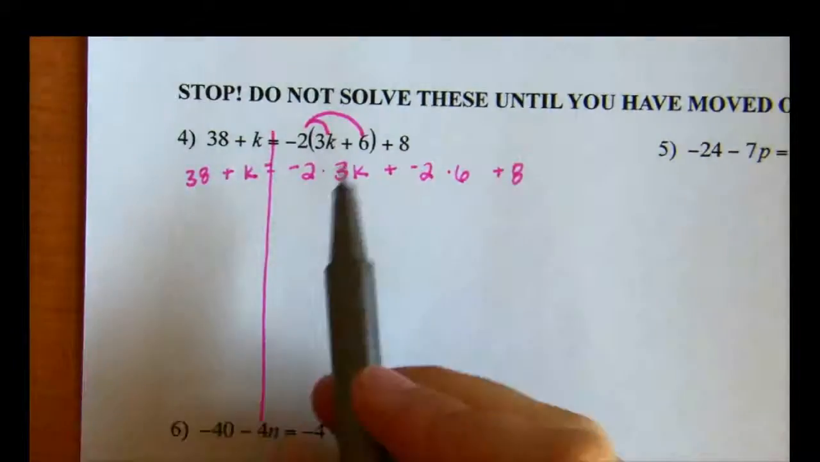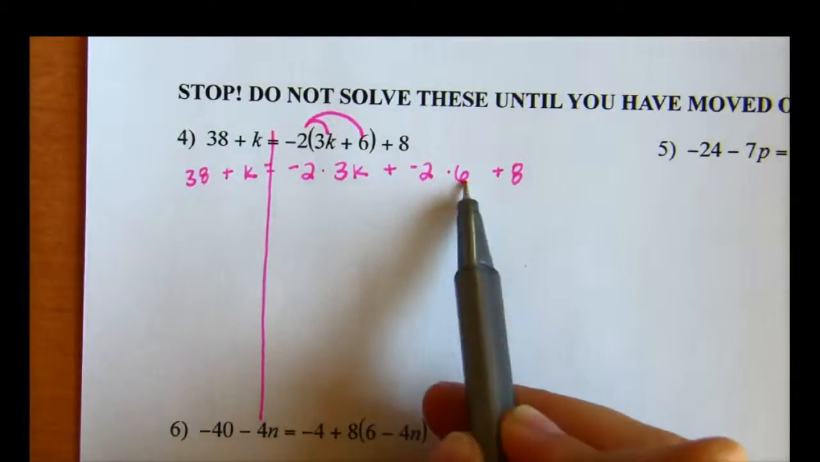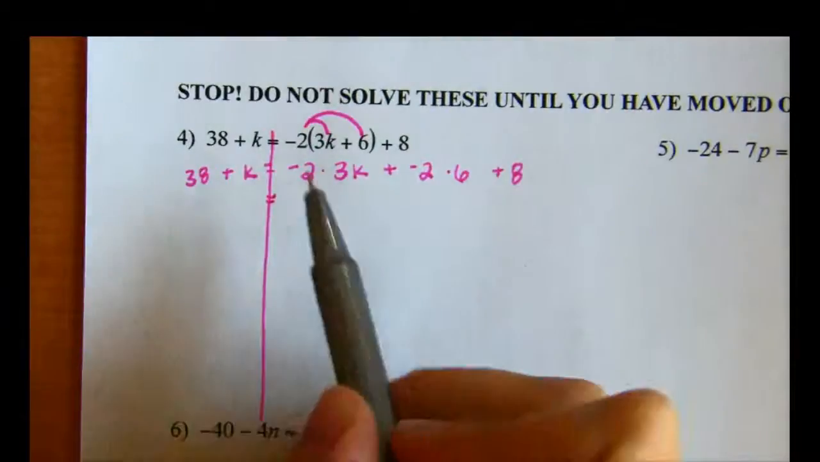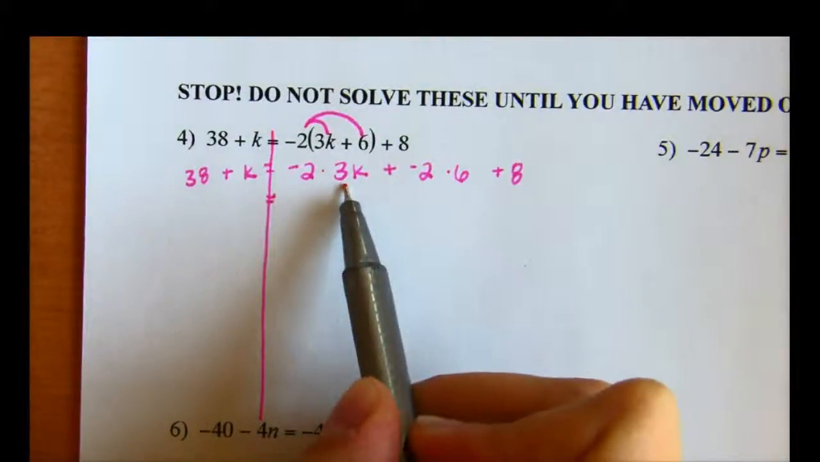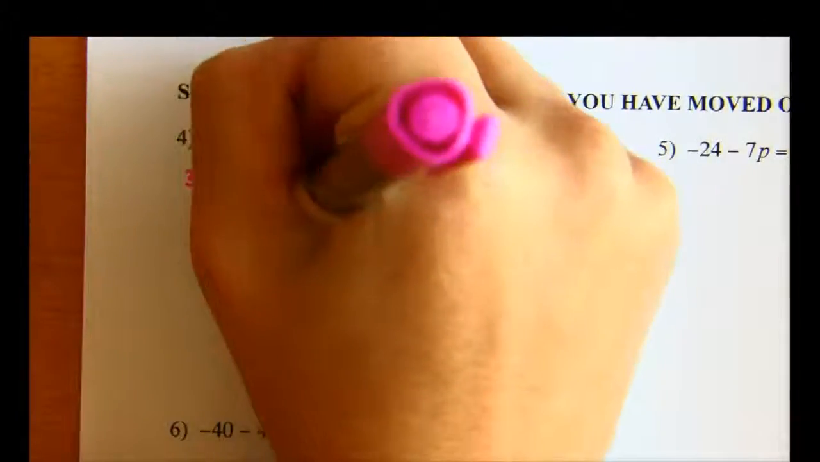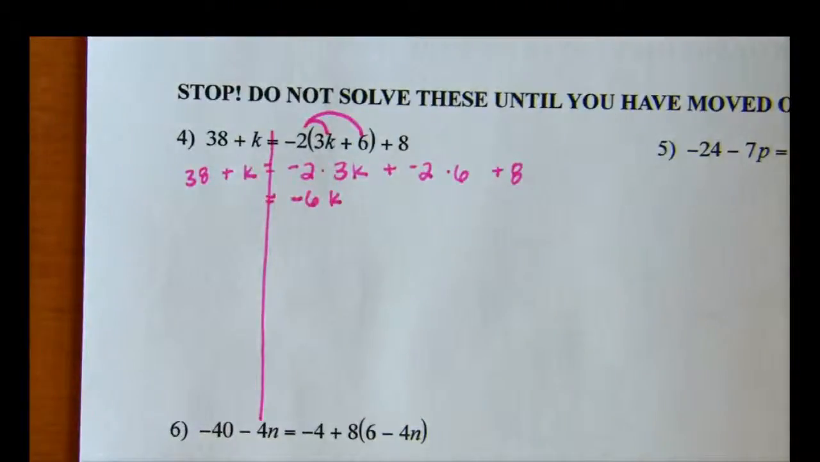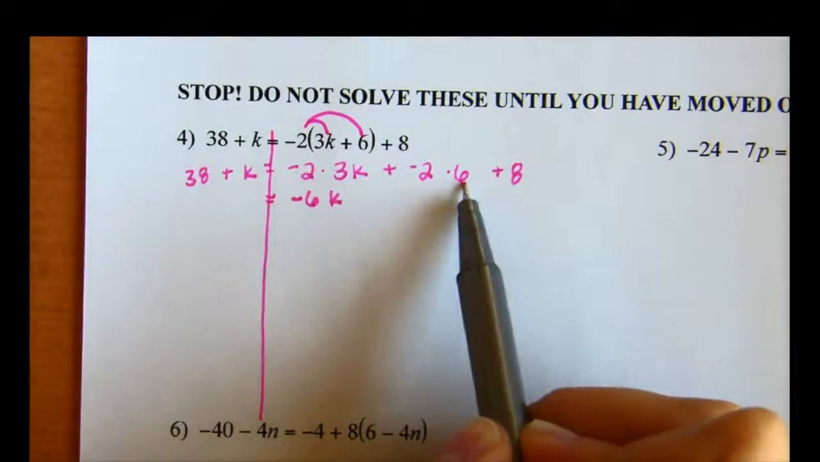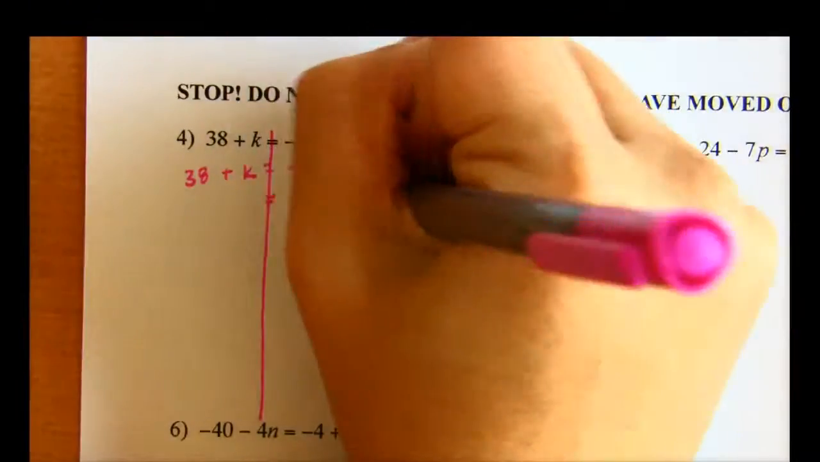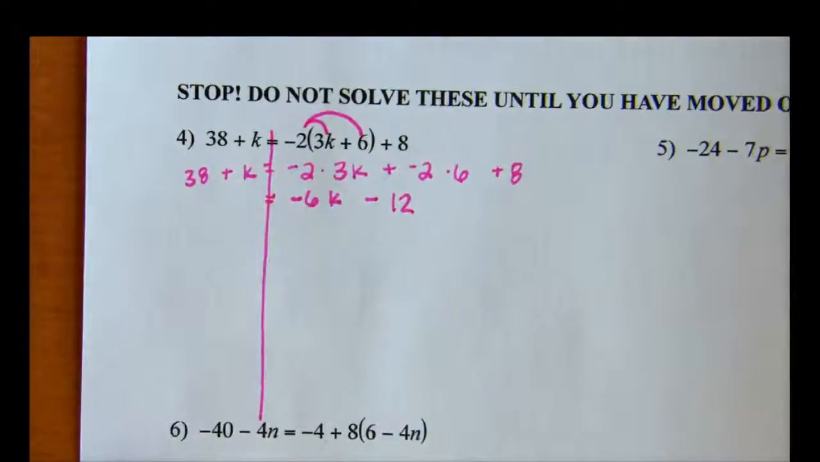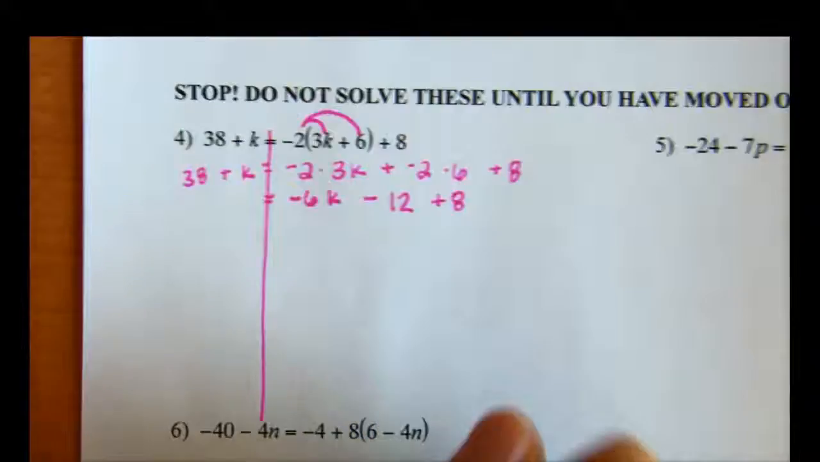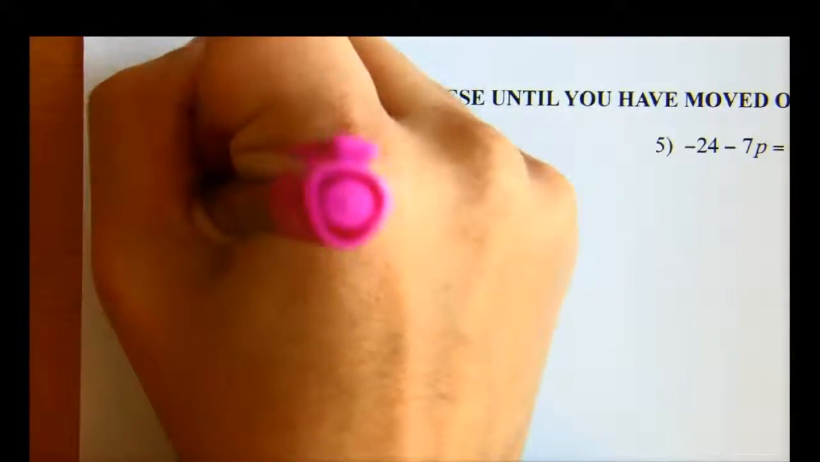Okay, now I'm going to simplify and multiply what I can over on this side, is equal to, so negative 2 times 3 is going to give me a negative 6, and the k is just attached to that. Negative 2 times 6 is going to give me a negative 12, and then I'm going to bring down my plus 8. My 38 plus k just gets brought down. 38 plus k.